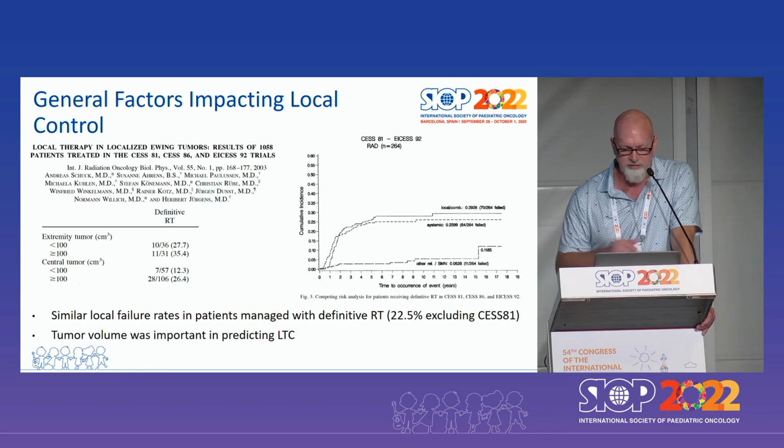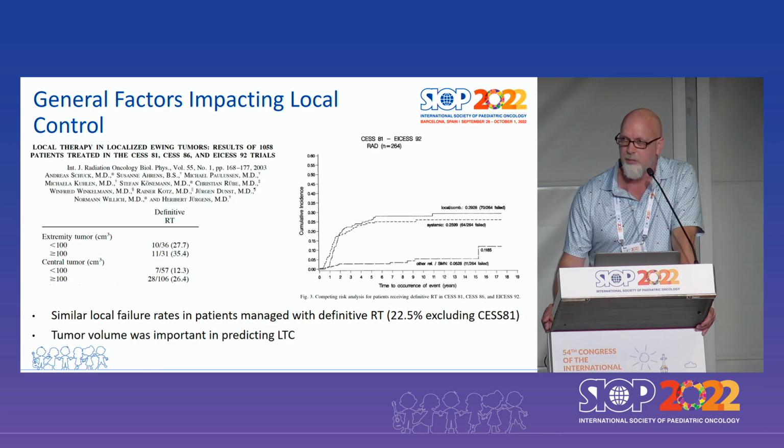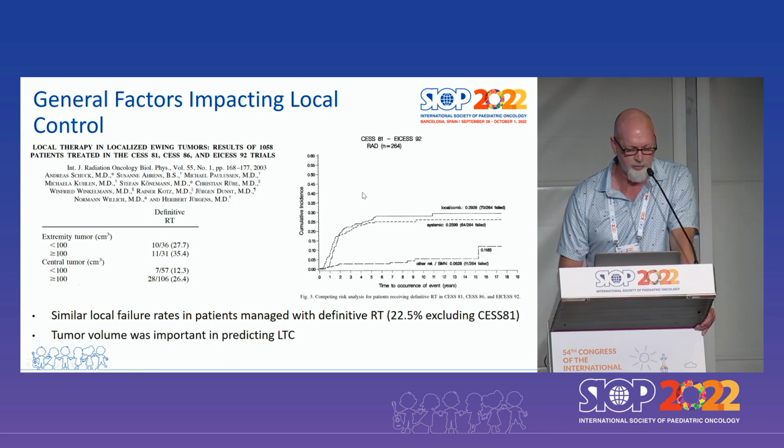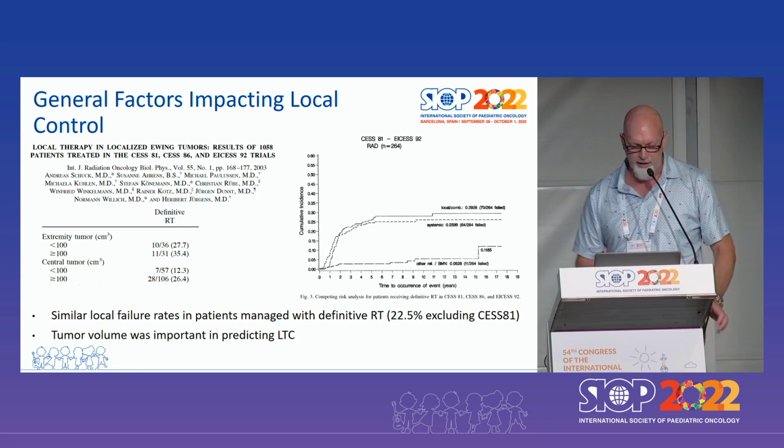The Euro-Ewing studies, or the CESS studies, were also reviewed in total, and I think the important contribution here was the identification, again in a large data set, that tumor size may play a significant role, and that's really colored a lot of our views of Ewing sarcoma going forward. Local failure rates were again higher in the patients that were radiated, but what I really want to highlight here is that larger tumors, whether in the extremity or centrally, had a significantly increased local failure rate when treated with definitive RT, almost doubling into the 20 and 30% range.